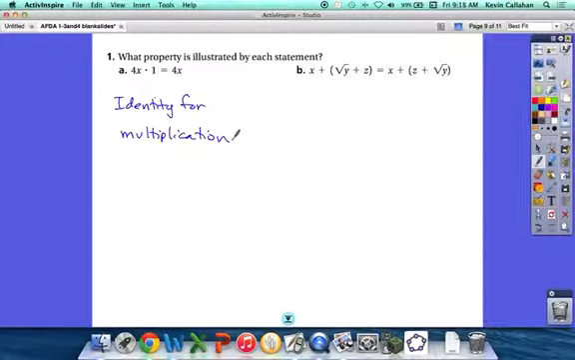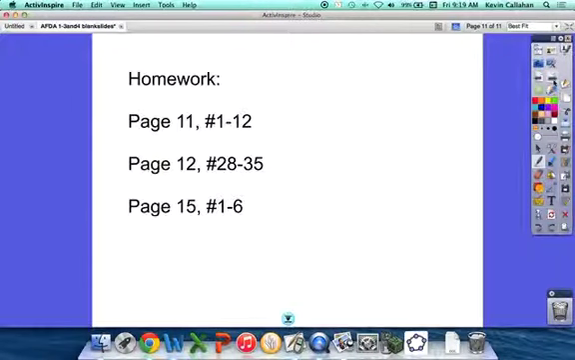How about the next one? Now look closely. What's changing from the left to the right? Did they move the parentheses? No. What did they change? It's the order. They changed the order of what was in the parentheses. Which property says order doesn't matter? Commutative. So that's commutative for addition. Okay, and that was it. And that's the homework.